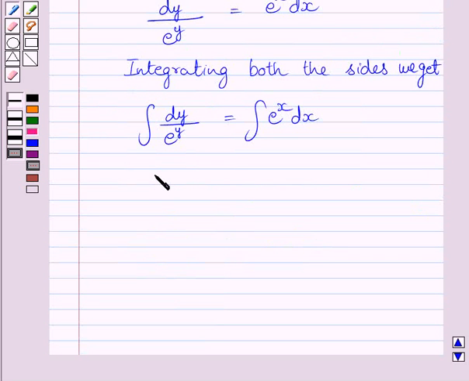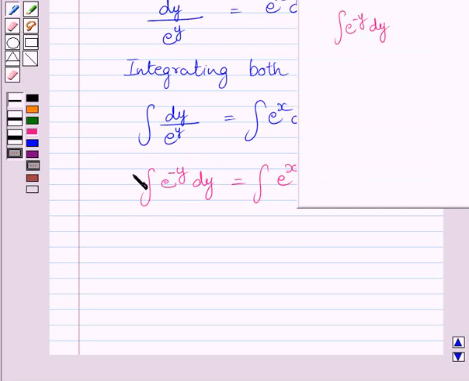Now we know 1 upon e raised to the power y is equal to e raised to the power minus y. So here we can write e raised to the power minus y for 1 upon e raised to the power y. And we get integral of e raised to the power minus y dy is equal to integral of e raised to the power x dx. Now first of all, let us evaluate this integral. Now we will find this integral by using substitution method.